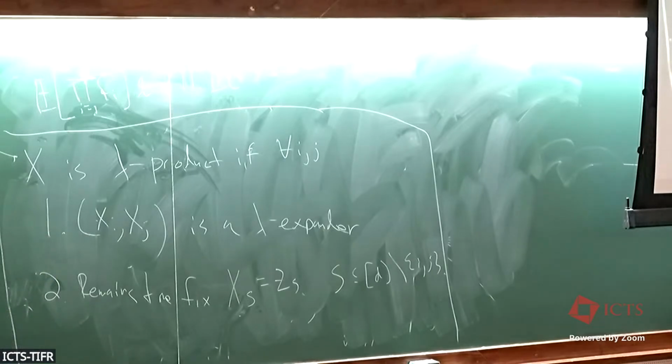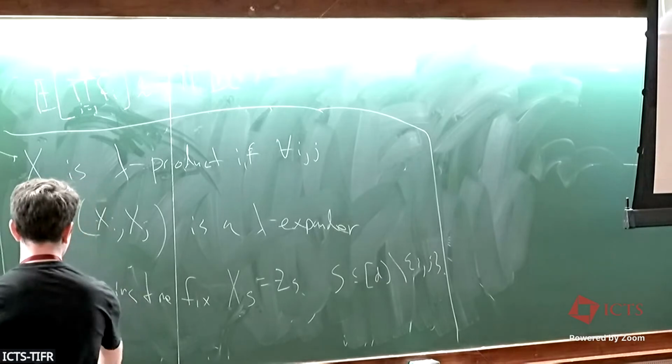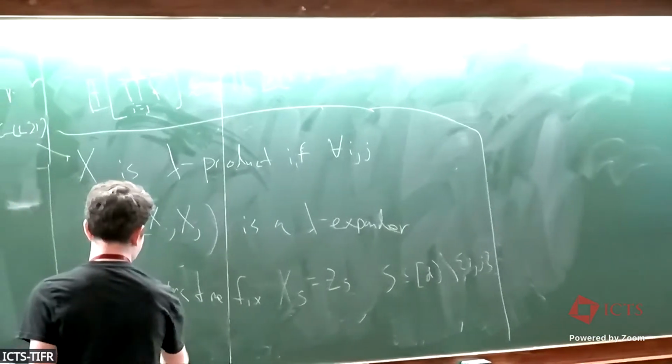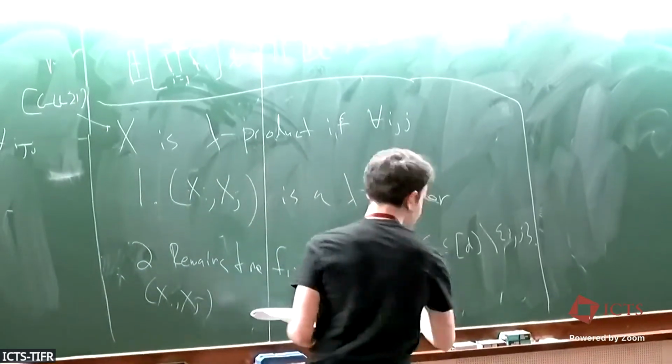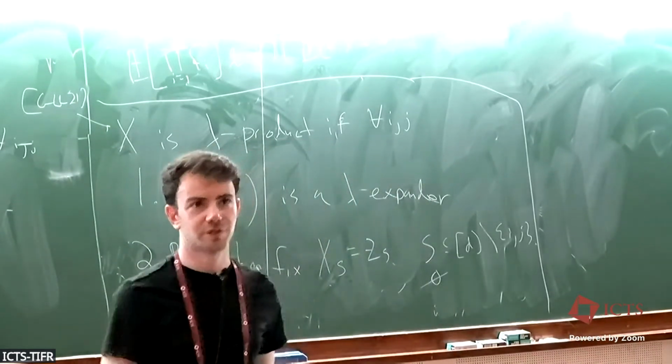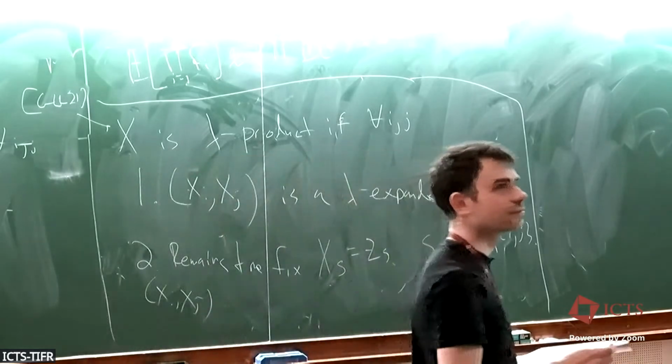Yeah, Prahladh. Yeah, item 2 does imply item 1. So I could have just written that xi xj is a lambda expander under any possible conditioning, including the empty conditioning, which would have been the first one.